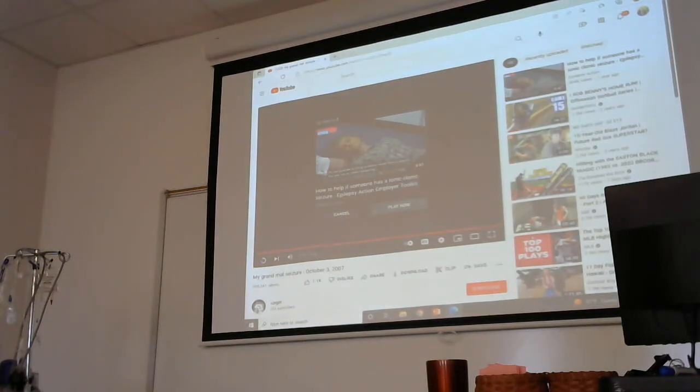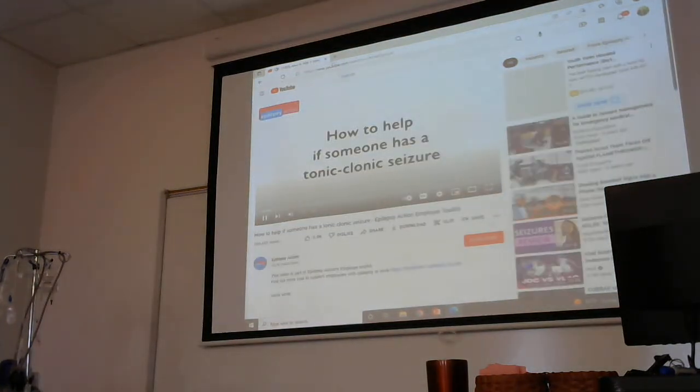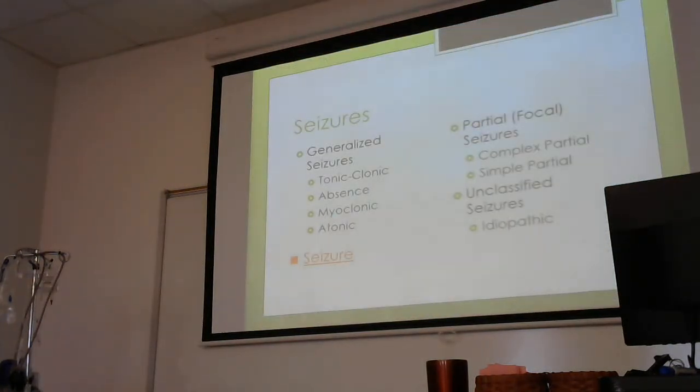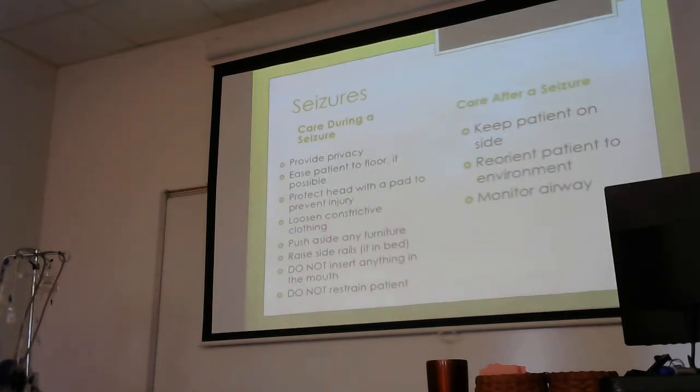So, what could we change about this video? I think we've talked about most of them, from positioning to getting her flat to making sure, oh, by the way, nothing in their mouth. We used to put bite blocks in. We don't put bite blocks in. Nothing goes in the mouth of a patient that is seizing. Not even suction. Now, postictally, we can suction them, but not while they're seizing.